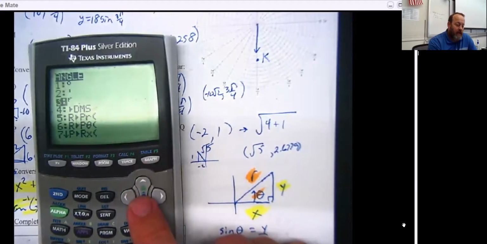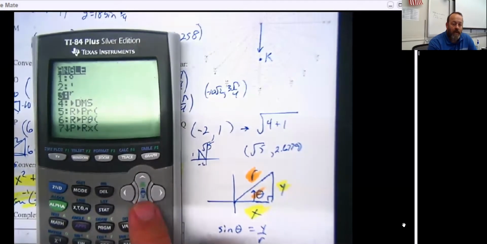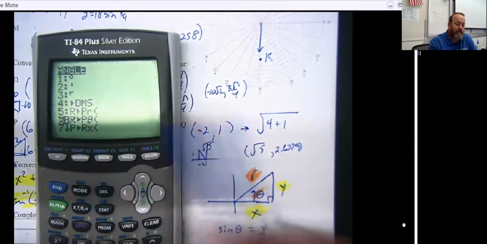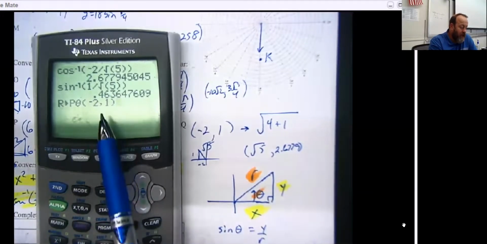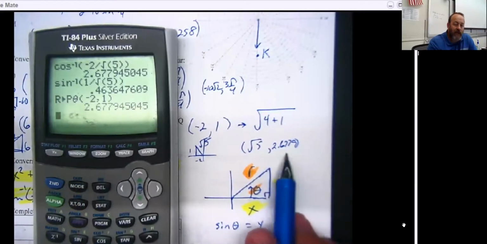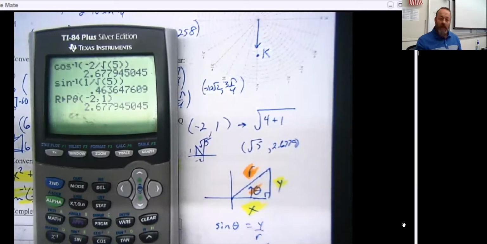Right here under angle, I hit second apps, which is angle. If I go down to here, notice number 6 says R arrow P theta. That says rectangular, turn into polar. Please provide me with theta. So I'm literally going to type in the coordinate -2, 1, and the calculator is going to take this rectangular form and turn it into the polar form and tell me what theta is. That's very, very safe because my calculator understands where things should be and will represent it correctly. Of course, if I wanted it as a negative angle, no big deal.